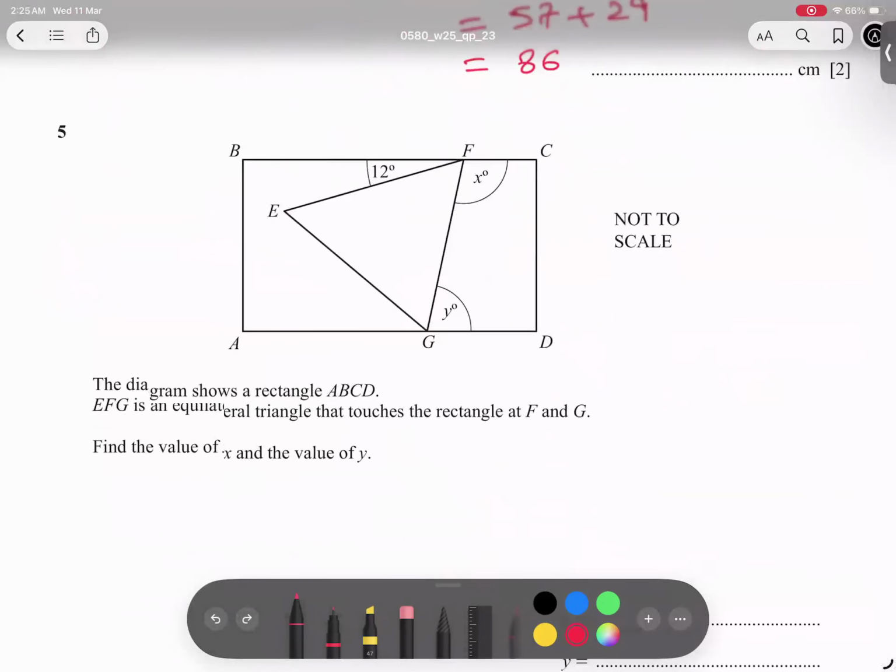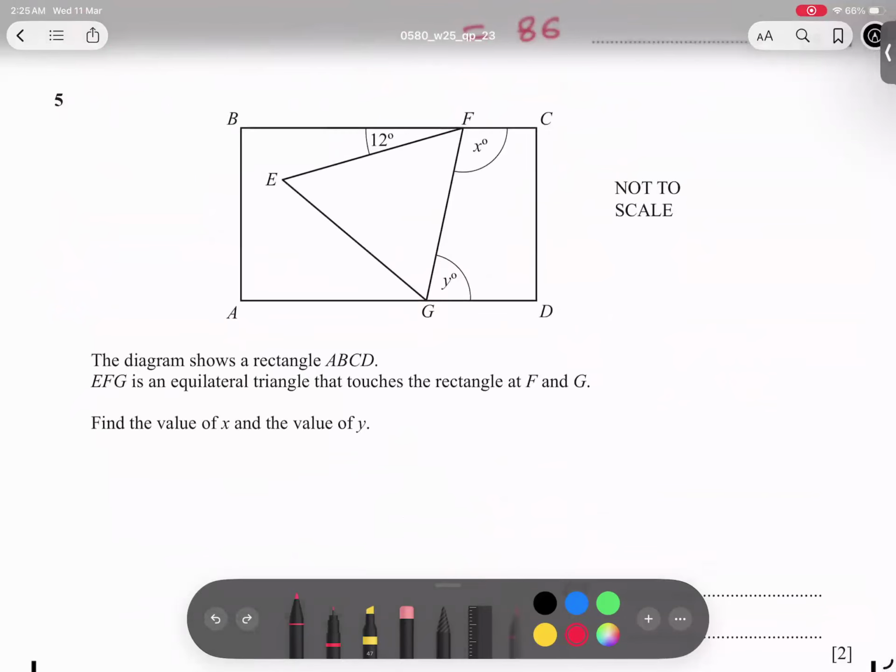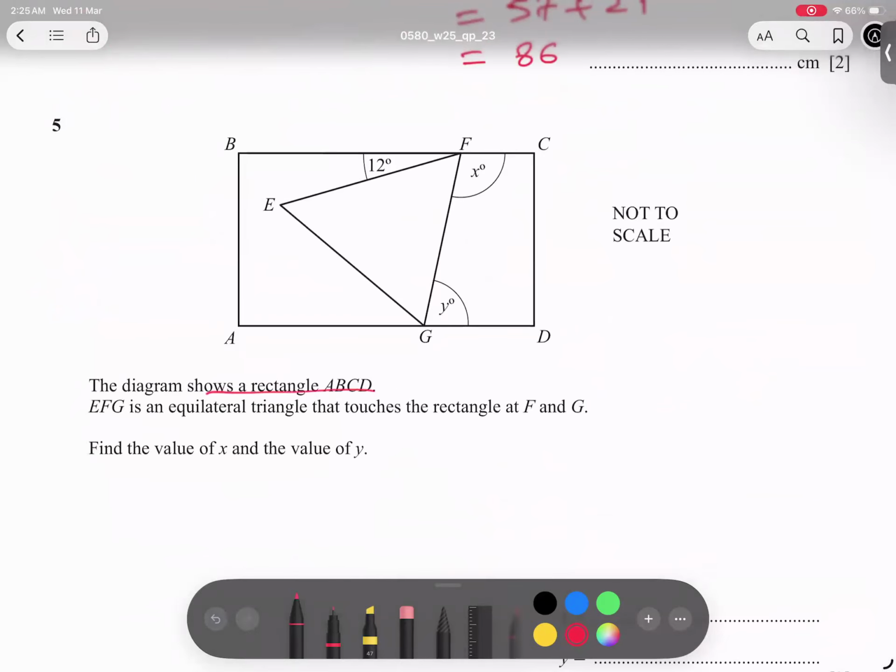Let's talk about question number 5. A rectangle is very clear. An equilateral triangle you can see in the middle, and it touches F and G, correct. Okay, and find X and Y. So let's try. Job number one is very clear: this is 60 degrees, this is 60 degrees, and this is also 60. So job number one, I will start like this.